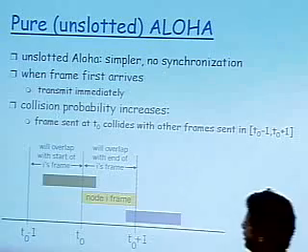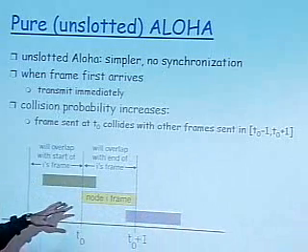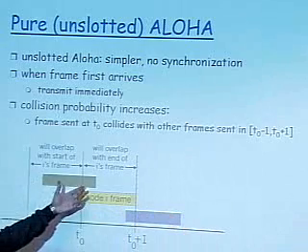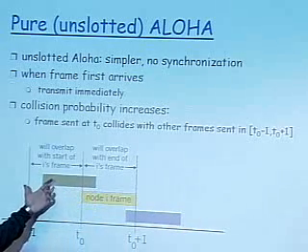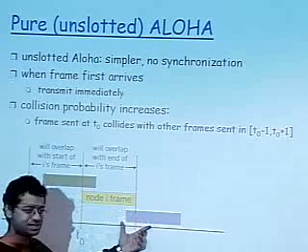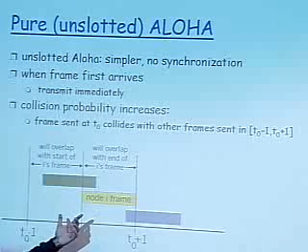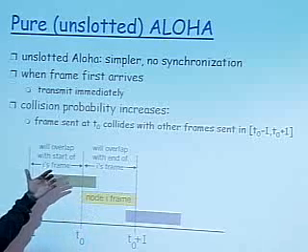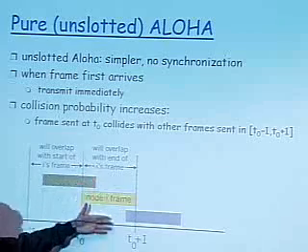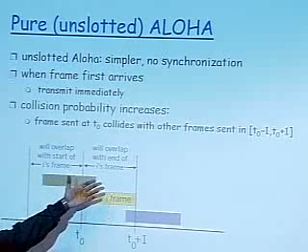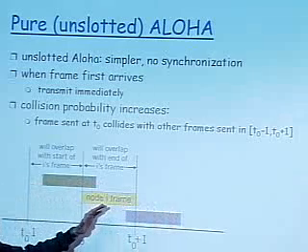So your collisions can now happen in two different ways. You can collide with a packet that had started transmitting before you, or you can collide with a packet that starts transmitting after you, while you are transmitting. In the previous case, the only cause of collision was when nodes were simultaneously transmitting. Now things can happen before you or after you that can cause trouble to you.